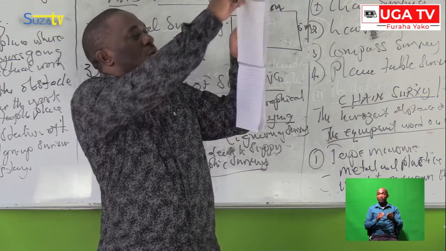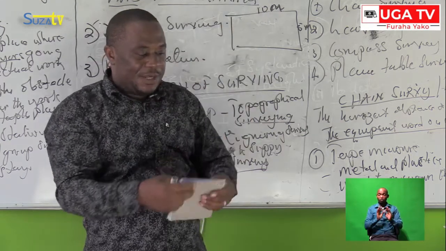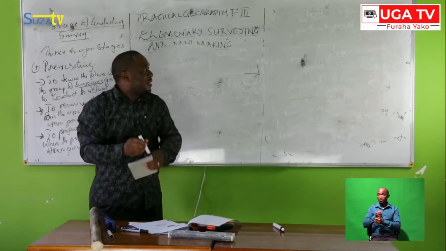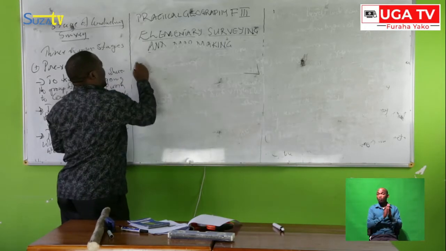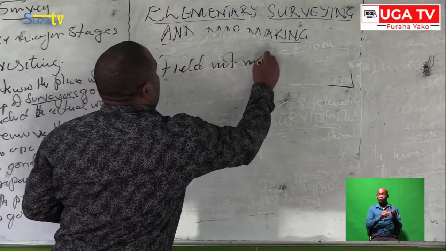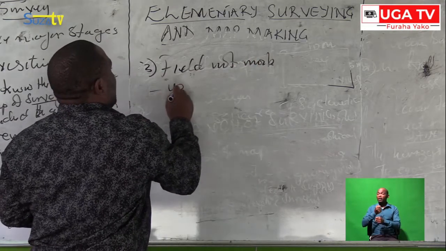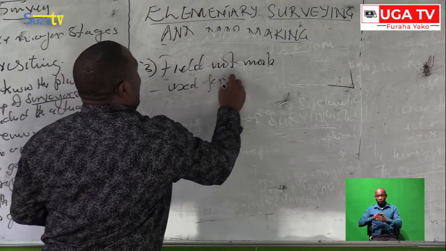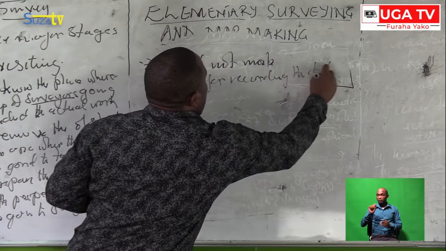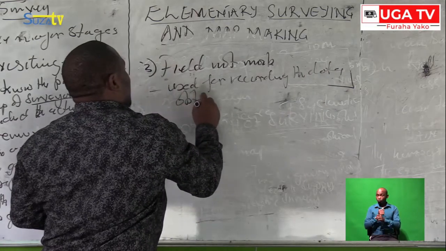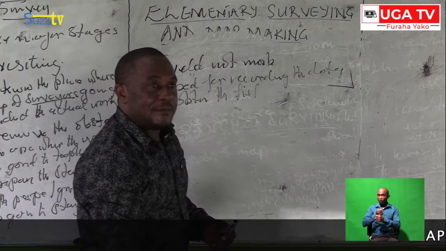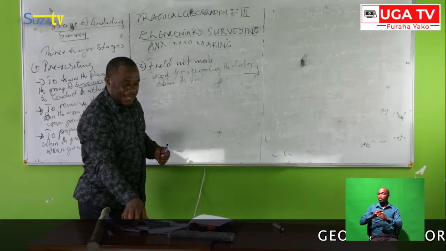So if we are moving forward, we can continue to here. This is a field notebook. We call this a field notebook. A third one is a field notebook. What is it used for? Used for recording the data obtained in the field. But this notebook is used together with a pencil. It should be noted by pencil.